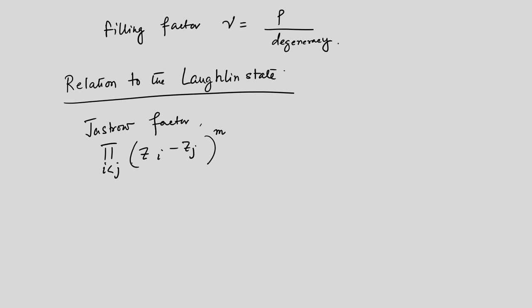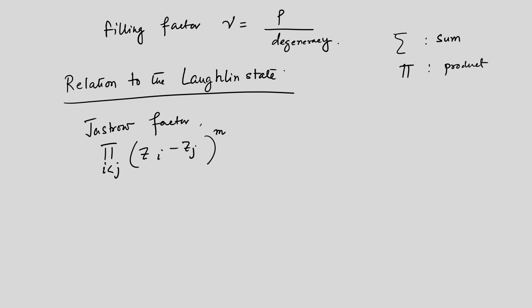You would recognize that for each electron, the Zs denote the coordinates of these electrons, and this enforces the antisymmetric property when M is an odd integer. It also says that if Zi becomes equal to Zj, this is not only 0, but it's 0 m times because of the product involved here. I hope this notation is clear. We write a summation by this and a product by this. So this is a sum and this is a product. The product over all i less than j gives a zero of mth order, and that's what comes out of the Jastrow factor, and that's what is embedded in the Laughlin state.